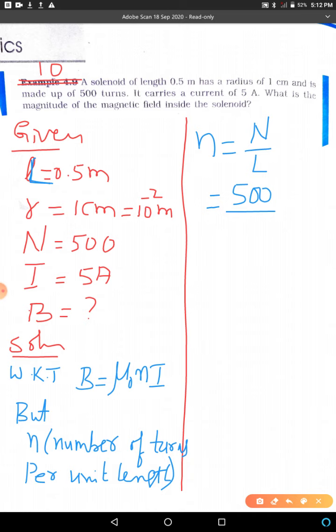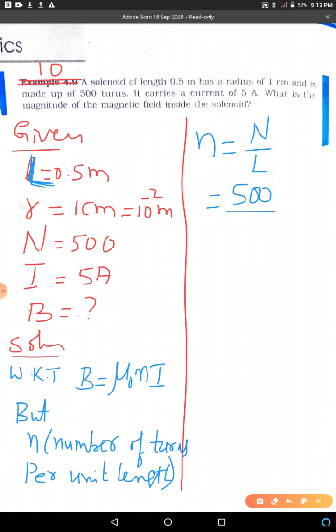You should know the length of the solenoid. Capital L and small l, you should decide. So let L be the length, the total length of the solenoid. We have taken it as capital L, so make it as capital L.